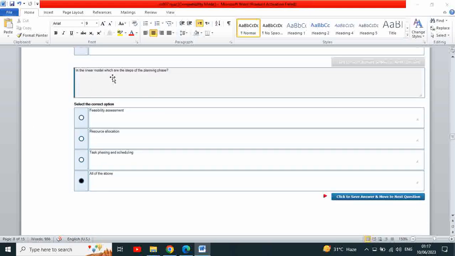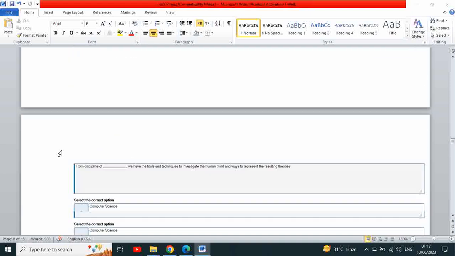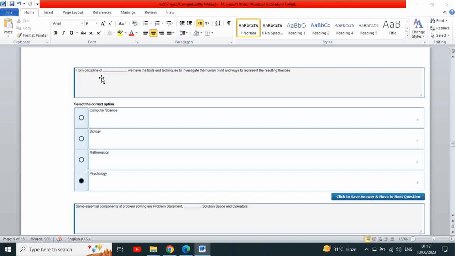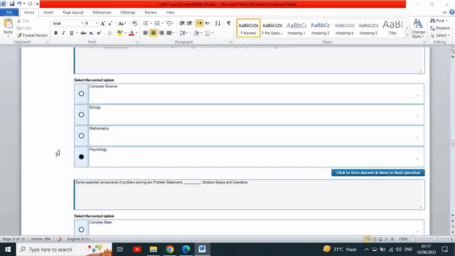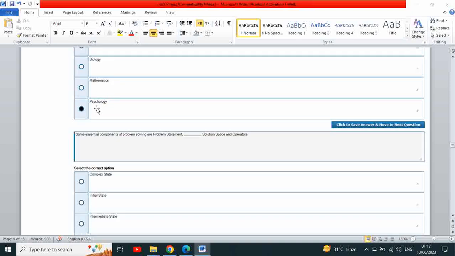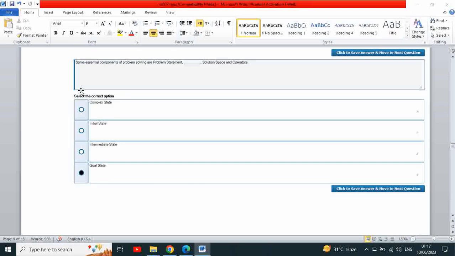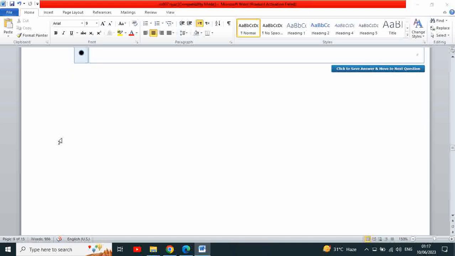In a linear model, which are the steps of the planning phase? ये तमाम इसके phases हैं. All of the above. From discipline of psychology, we have the tools and techniques to investigate the human mind and ways to represent resulting theories. Psychology answer है. Some essential components of problem solving are problem statement, goal, goal state, problem state, solution space, and operator. This one goal state answer is missing.